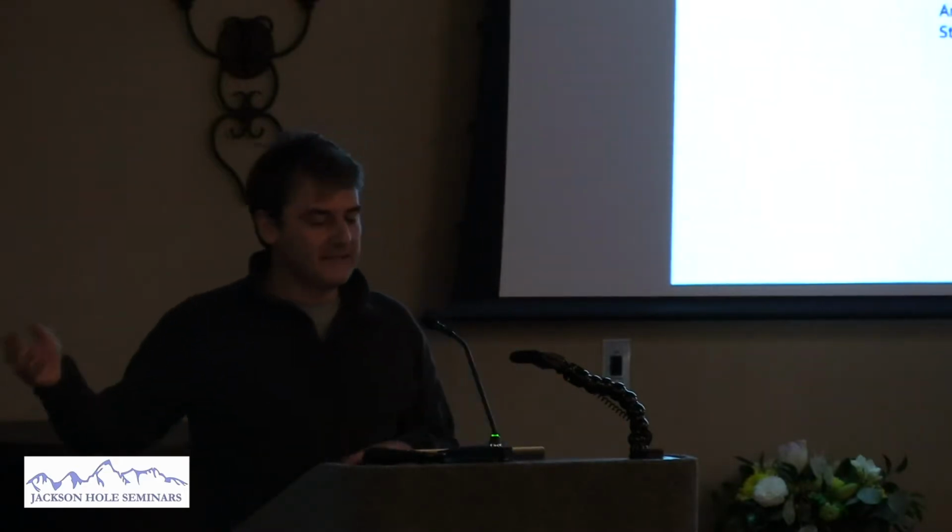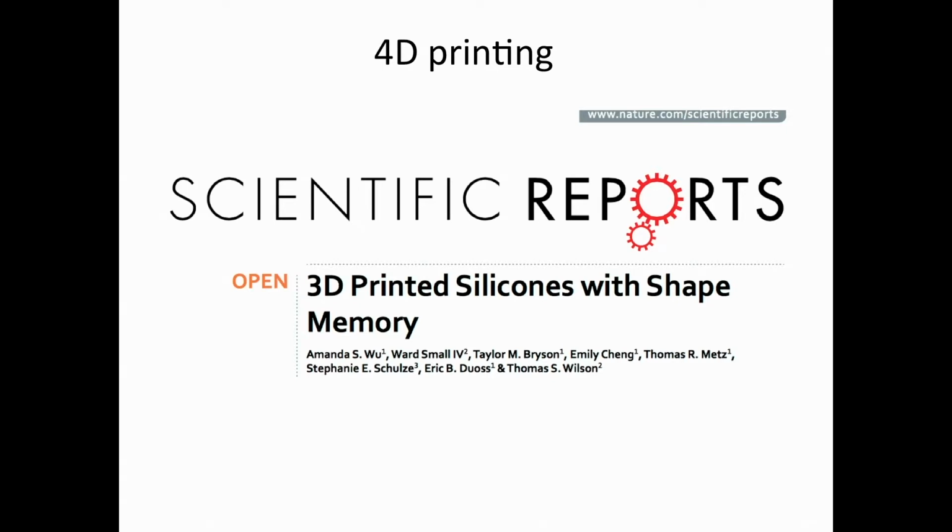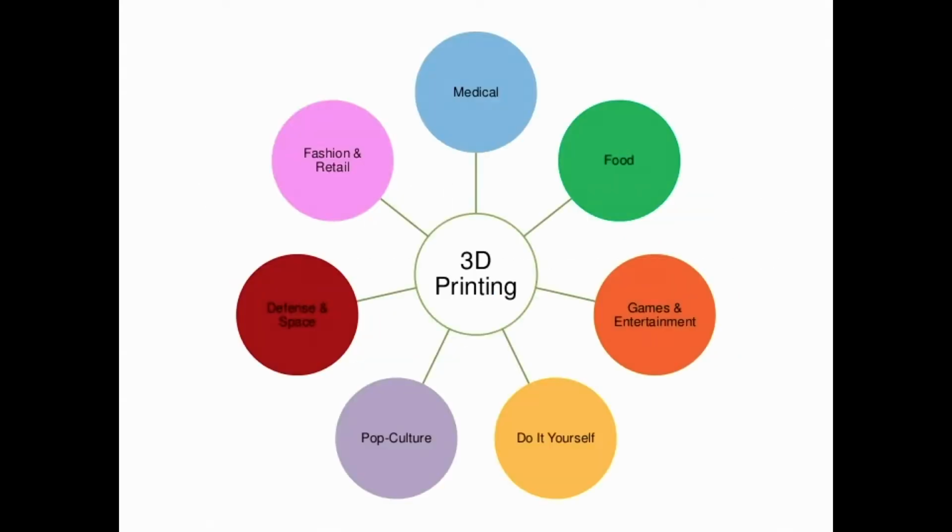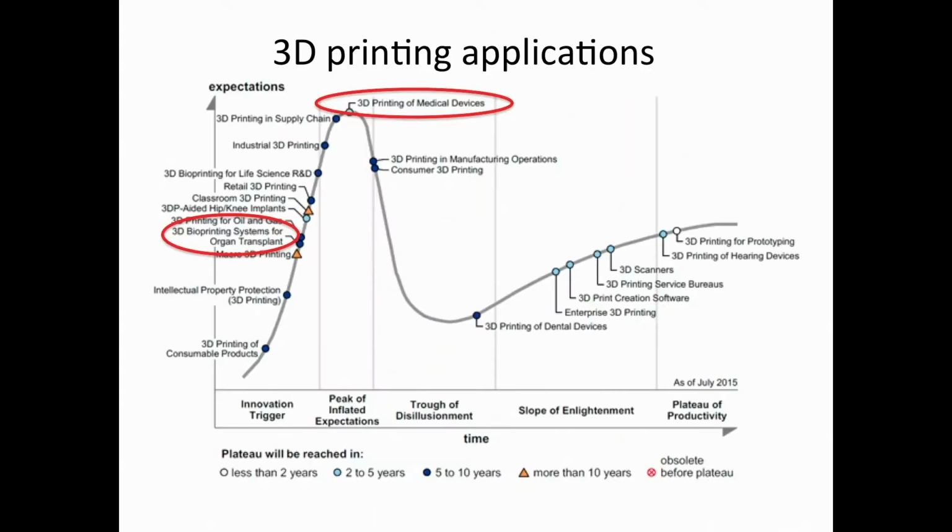And in medicine, one of the latest releases in Scientific Reports is a 3D printed silicone with shape memory, to build, for example, a cardiac stent in the future that transforms its shape inside the body. So 4D printing has a lot of applications in the medical field, in aeronautics, and in a lot of industries.